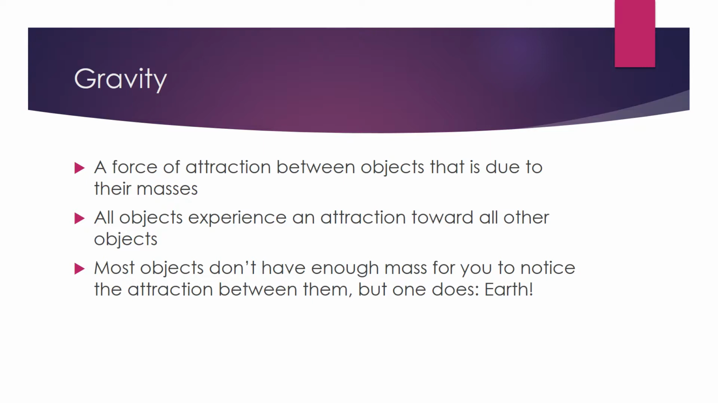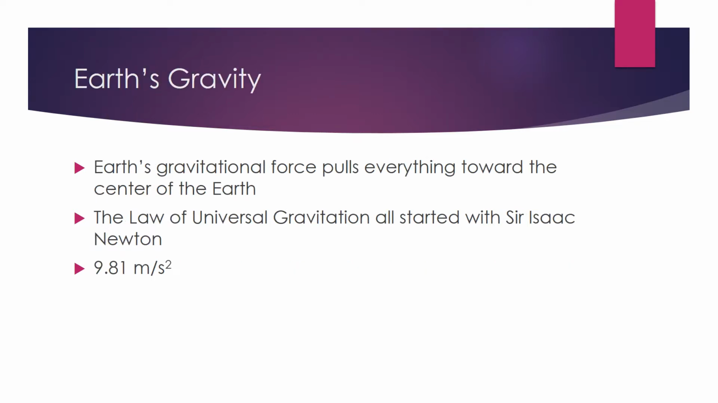The only thing we typically experience is the Earth, and that's going to pull us towards its center. It always stays the same because Earth's mass is staying the same. So, like I said, it's pulling everything towards the center of the Earth, and the person who discovered this was Isaac Newton. He made the law of universal gravitation, which said that gravity is moving at a constant rate.